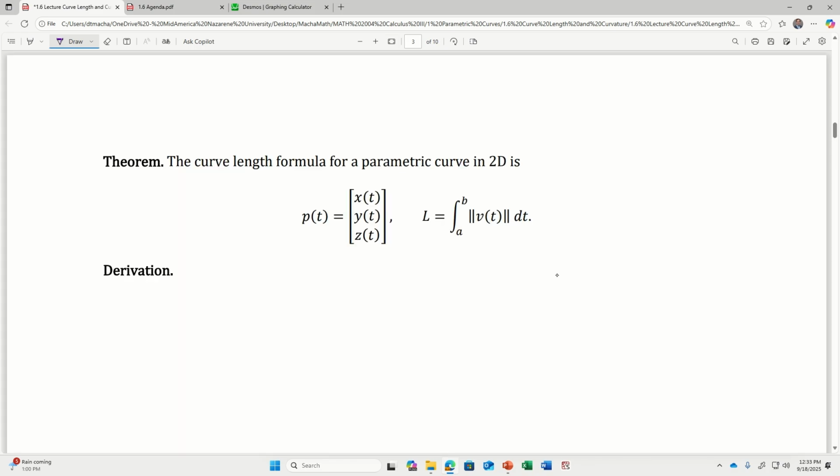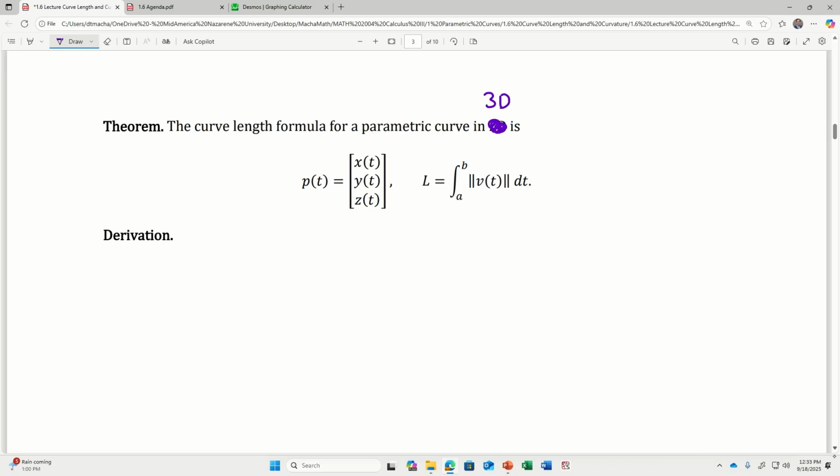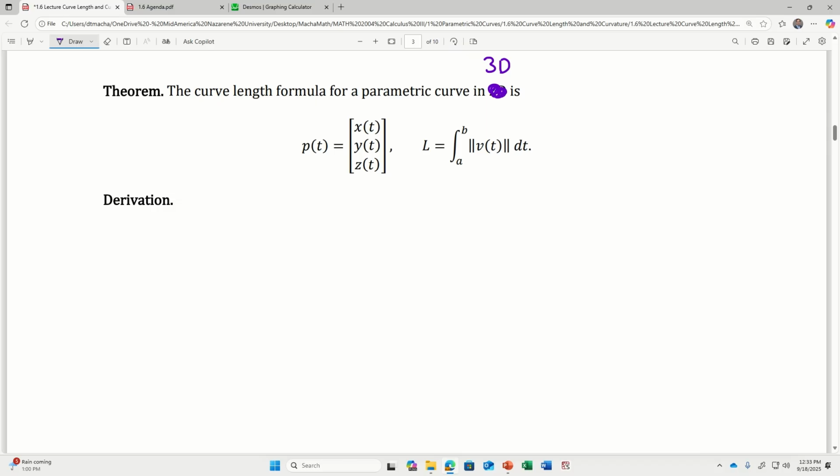So one more then, because we care about 3D parametric curves as well. And the curve length formula for a parametric curve in 3D is this. Suppose I have p of t, and it's this vector valued function in 3 dimensions, or this parametric curve in 3 dimensions. And if I say that the velocity function v of t is just the derivative of the position function with respect to the parameter t, you can give it t as time if you want to. So velocity is the derivative with respect to time.